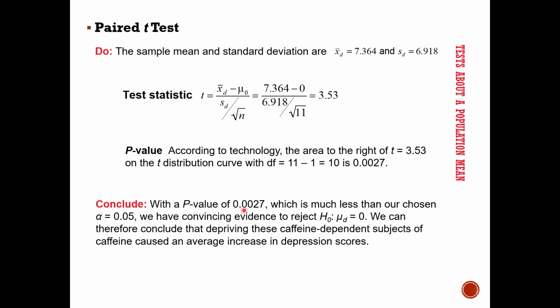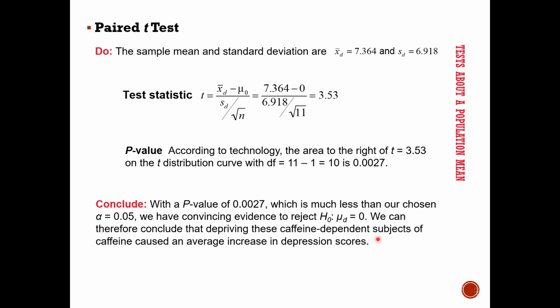With a p-value of 0.0027, which is much less than our chosen alpha equals 0.05, we have convincing, or you could say sufficient, evidence to reject H0, which is that mu D equals 0. We can therefore conclude that depriving these caffeine-dependent subjects of caffeine caused an average increase in depression scores. This is a paragraph I really like because the first part kind of shows what the p-value leads us to, and then the second sentence puts that in context.